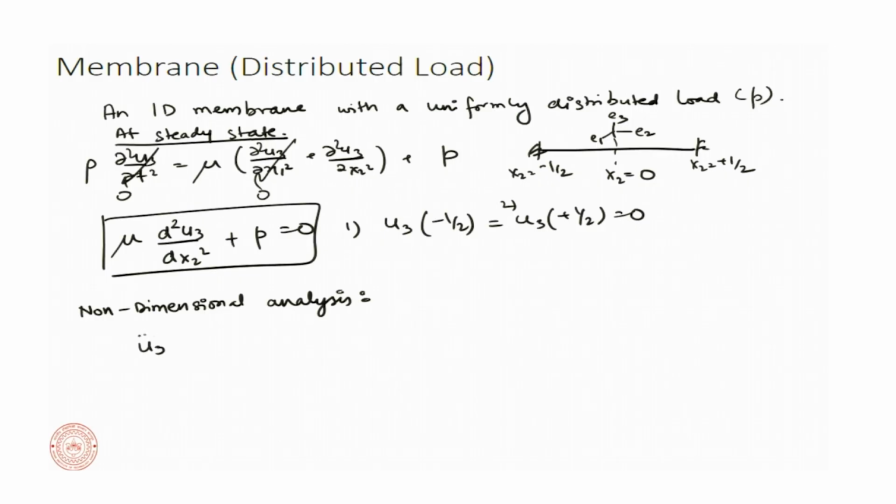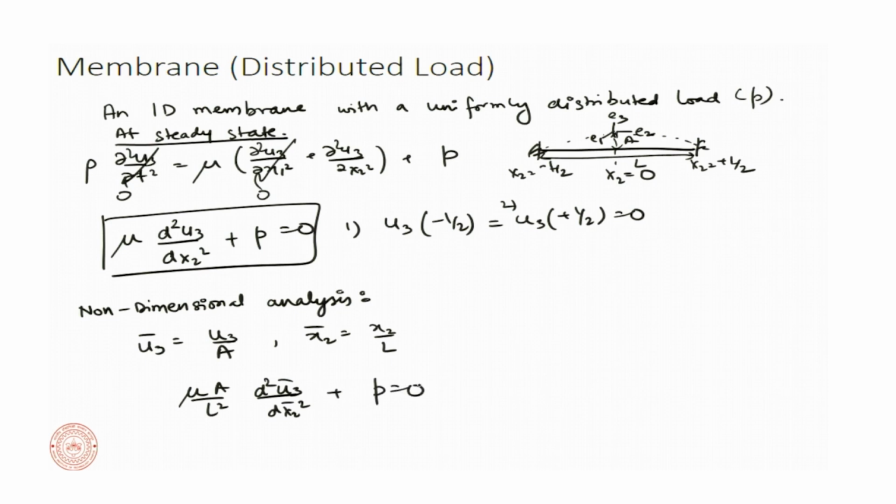Where u3 normalized is u3 over some maximum displacement, say this gets displaced to a certain level, say this is A. And then let us take x2 normalized with this total length L, from minus L by 2 to L by 2. So x2 over L, and we can substitute this. What we get is mu times A over L square into d square u bar 3 by dx2 bar square plus P is equal to 0.